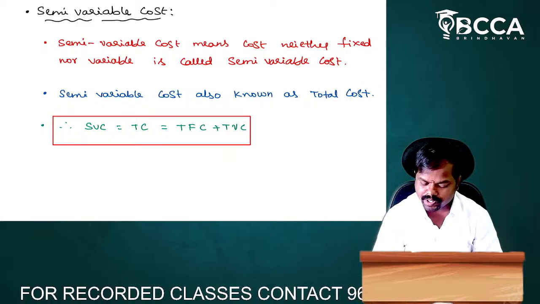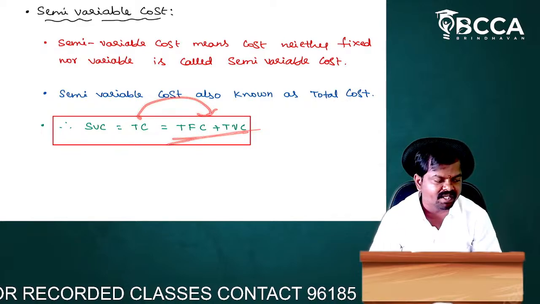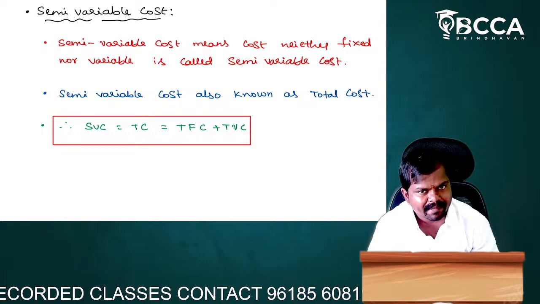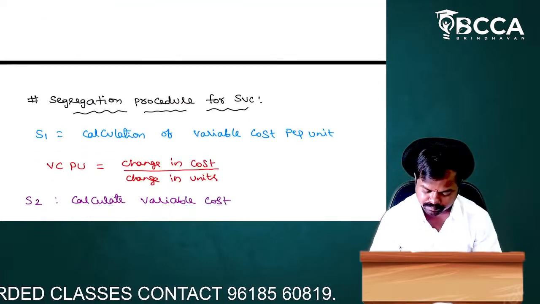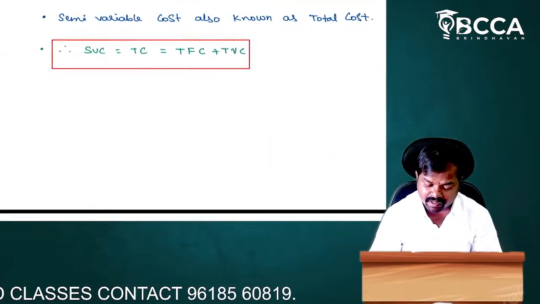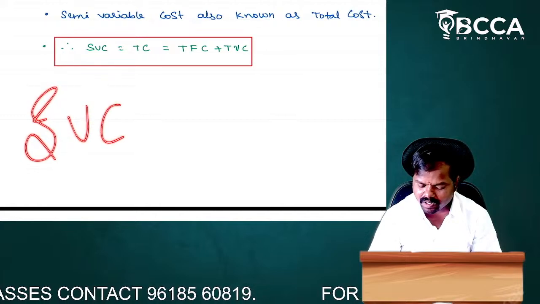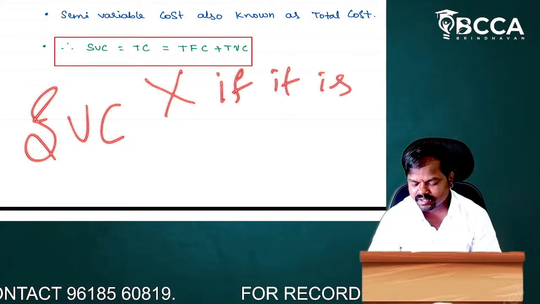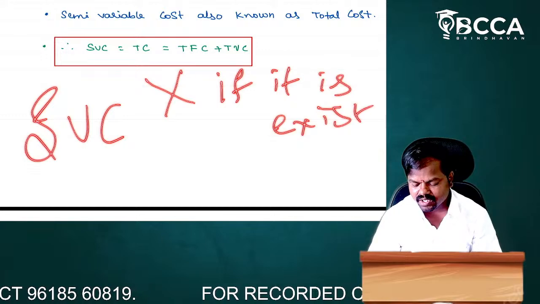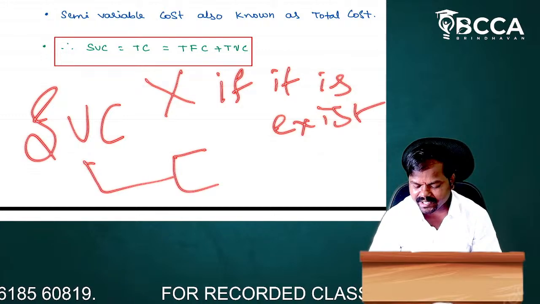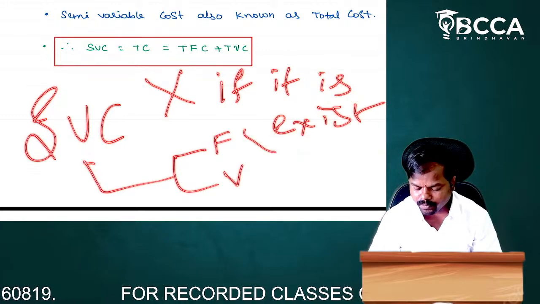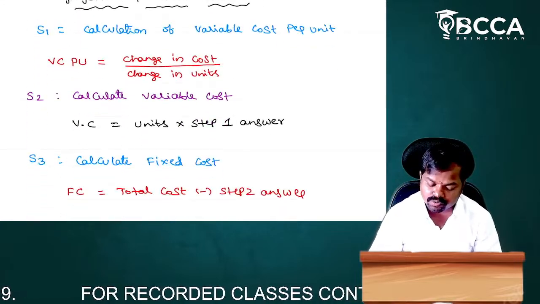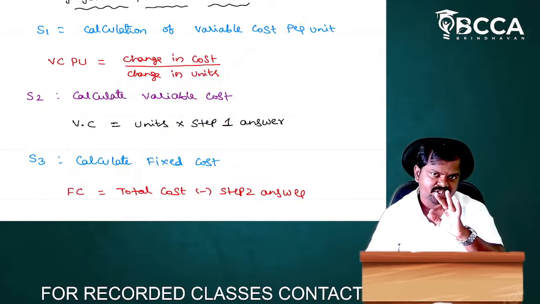Semi-variable cost is also known as total cost. In total cost, PFC and TBC are there. Practically, my dear friend, semi-variable cost does not exist. If it exists, such semi-variable cost should be segregated, some portion to the fixed, some portion to the variable. How to segregate? We already discussed. 3-step procedure.